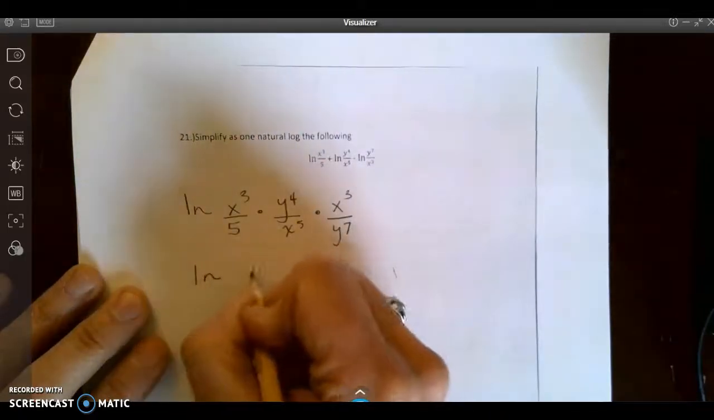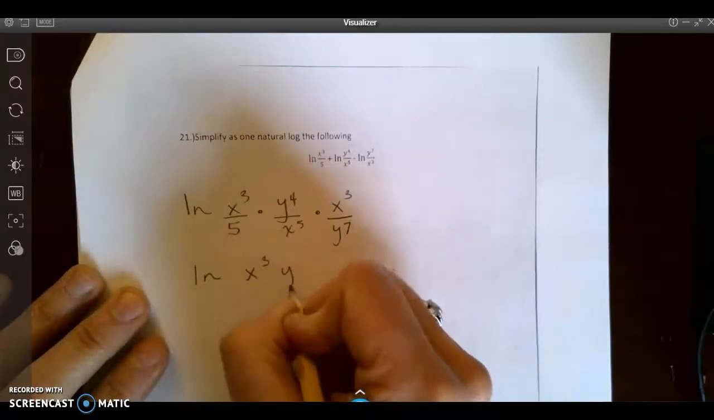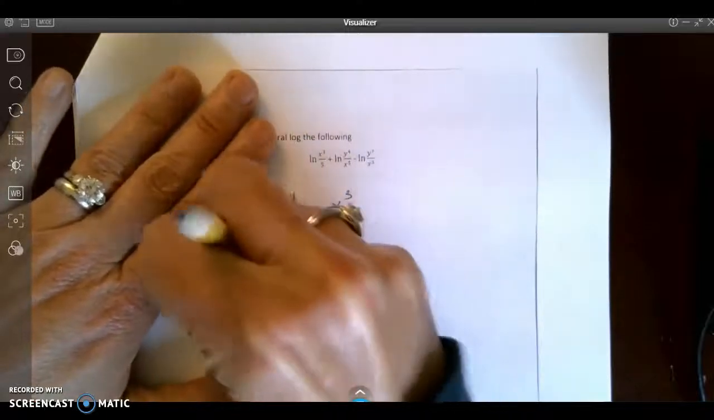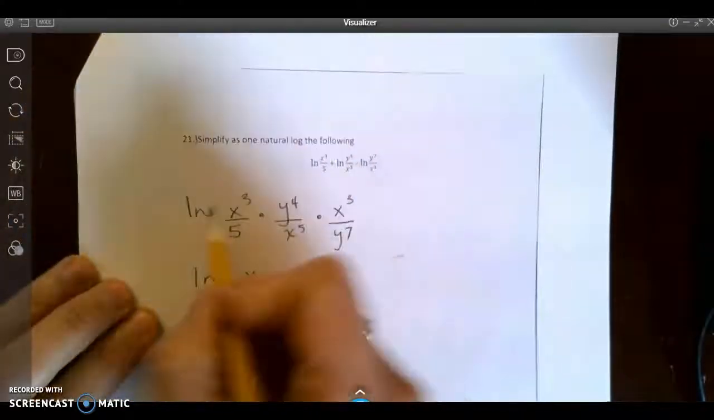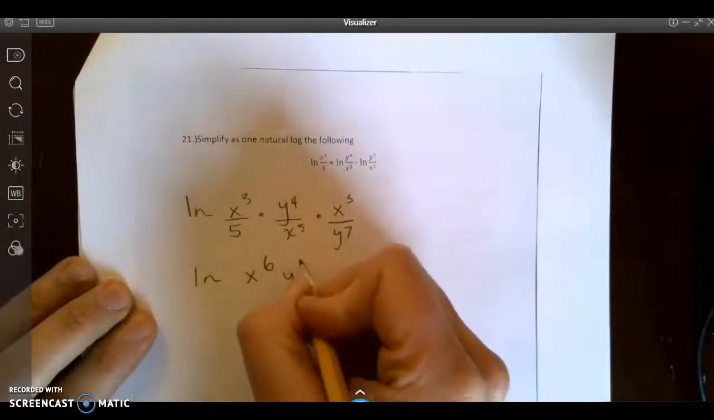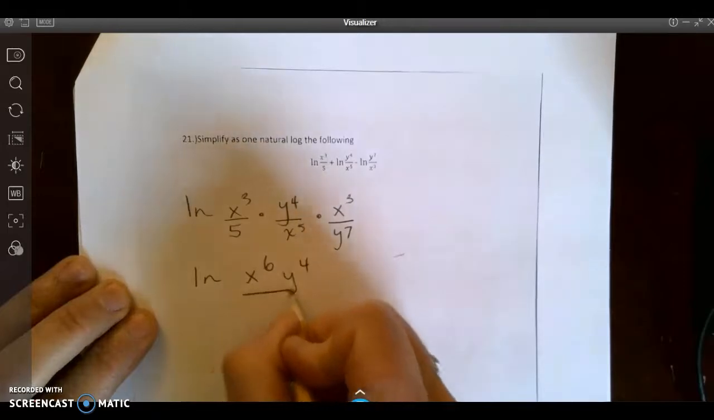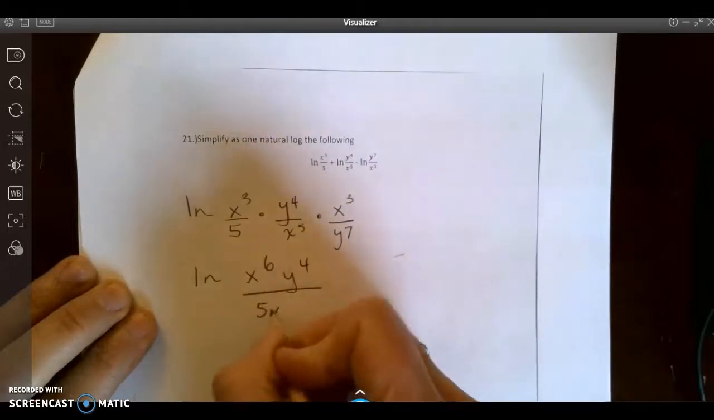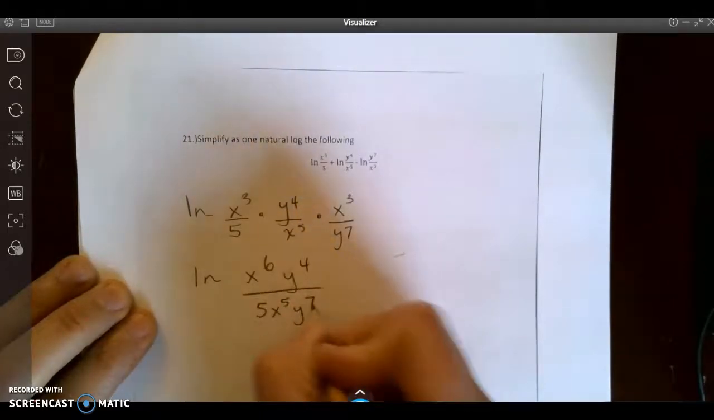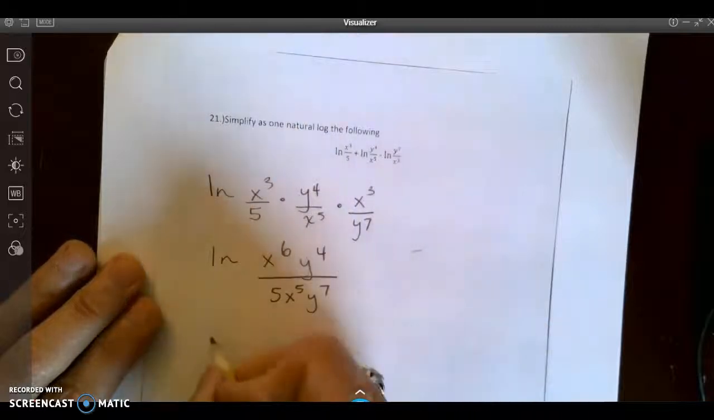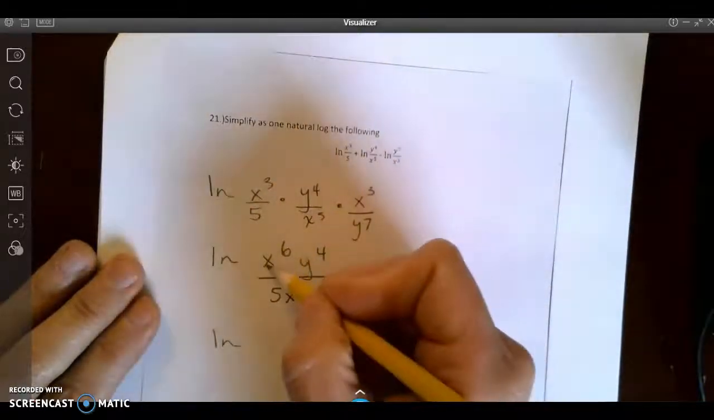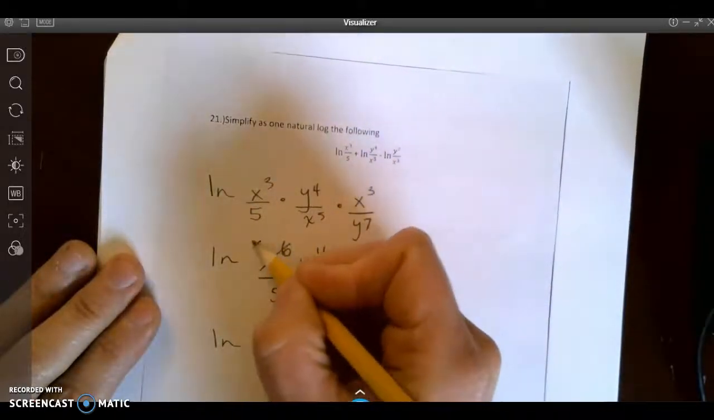So we have the natural log of x cubed, x to the 6th. I'm going to get these together up top. X to the 6th, y to the 4th, all divided by 5, x to the 5th, y to the 7th. And then I'm just simplifying exponents. This is going to simplify to x.